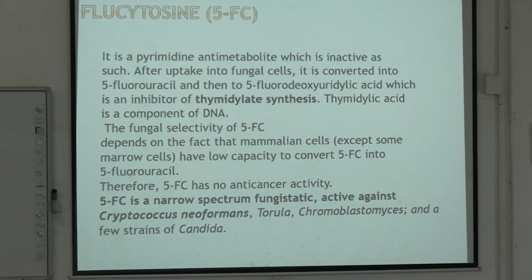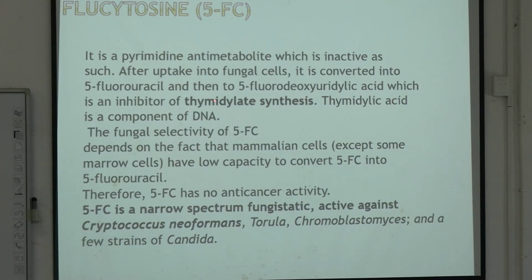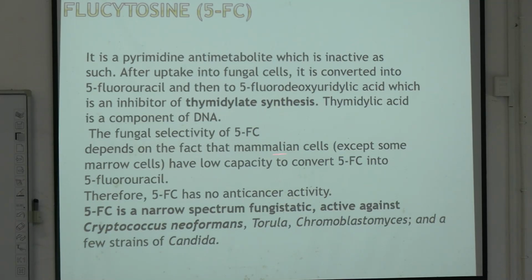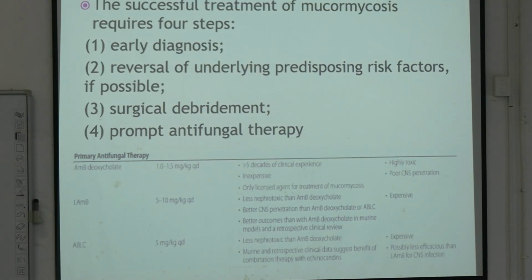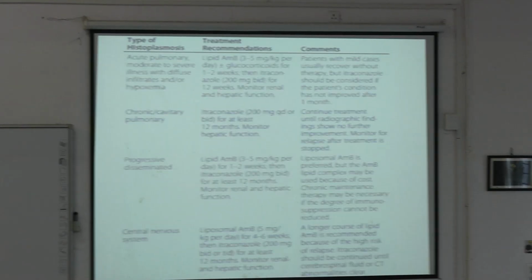Flucytosine, where is it used? 5-FC for cryptococcal meningitis. In cryptococcal meningitis we usually use 5-fluorocytosine, which has no anti-cancer activity when used at low capacity. It is a narrow spectrum fungistatic active against Cryptococcus neoformans. So it is given in cryptococcal meningitis. So, for successful treatment of mucormycosis, surgery is the treatment of choice, and along with it amphotericin B and posaconazole can be given. So, these are the few for the medicine book.